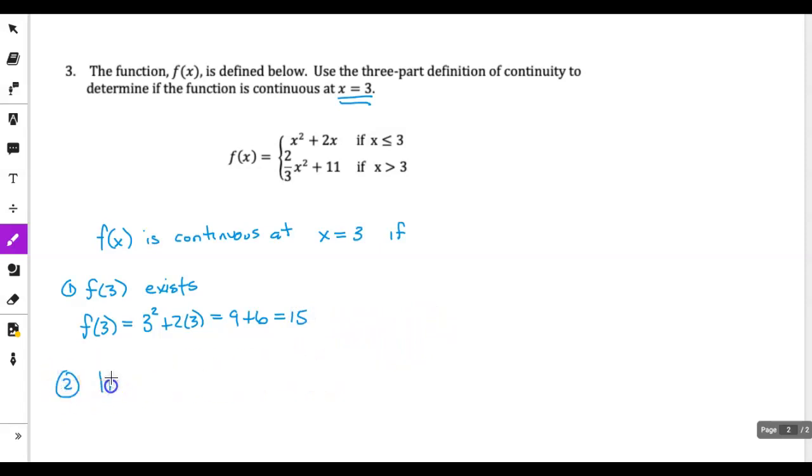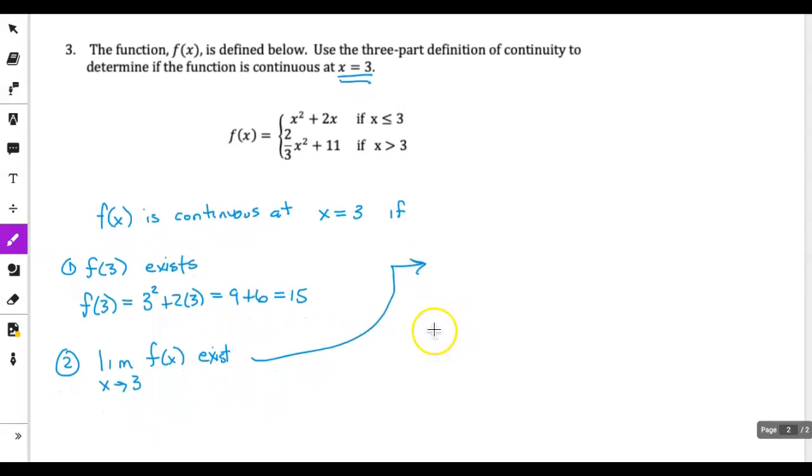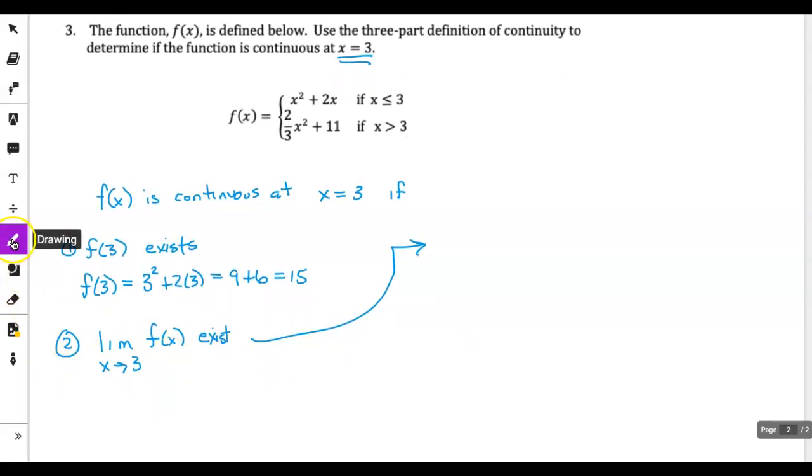Part 2, the limit as x approaches 3 of the function has to exist. All right, so now here's where the inequalities matter. For the limit to exist, we have to check from the left of 3 and the right of 3. So I'm going to bring that over here so that you can see everything. Let's check the limit from the left and the limit from the right. This is the function you would use when you're plugging in numbers that are smaller than 3, because it says less than or equal to 3. And it says use this bottom function if you're going to plug in numbers that are bigger than 3.